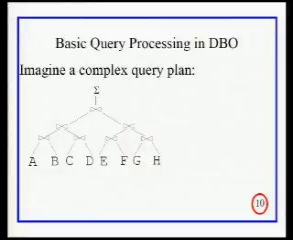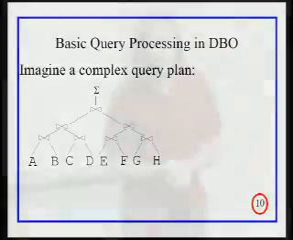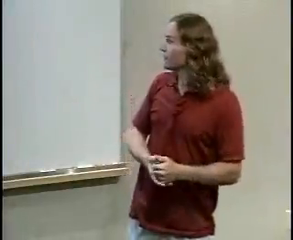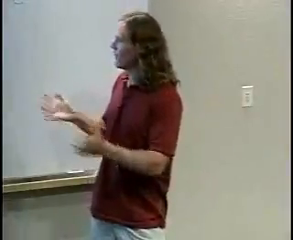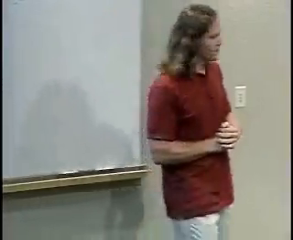Okay, so basic query processing in the system that we're working on implementing. And actually, by the way, all of this stuff that I'm talking about now has been implemented and prototyped. Well, at least this part of the talk has been. So imagine that you've got a complex query plan, like this 8-way join here, okay? And I decide that here's the query plan, the way I'm going to evaluate this thing. So what is DBO going to do?